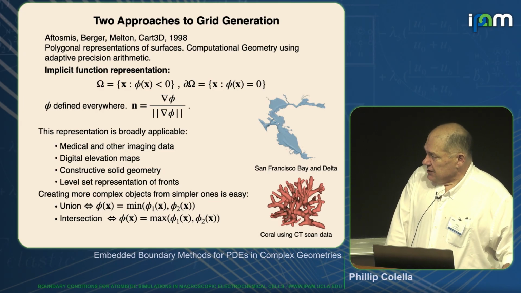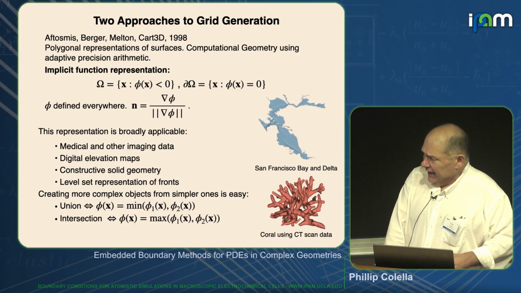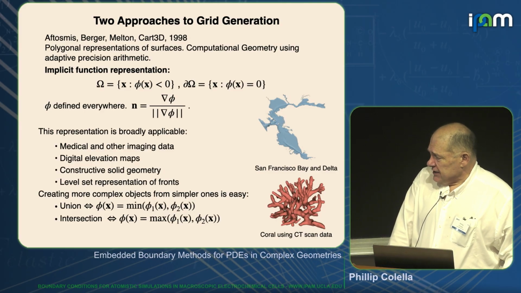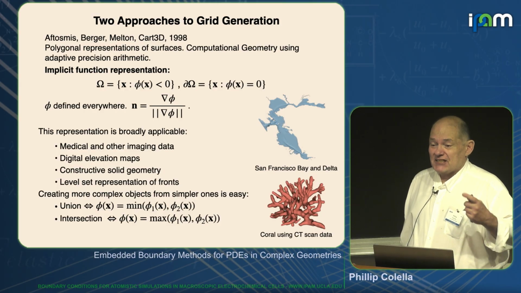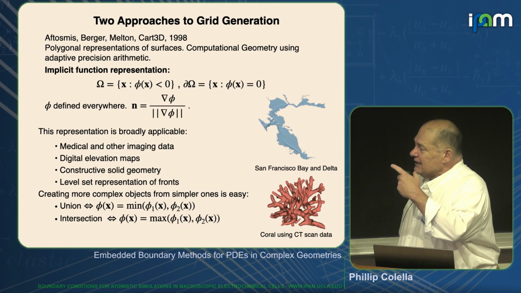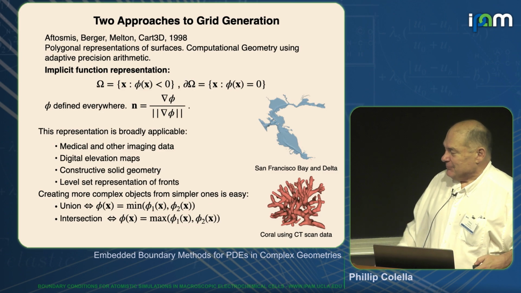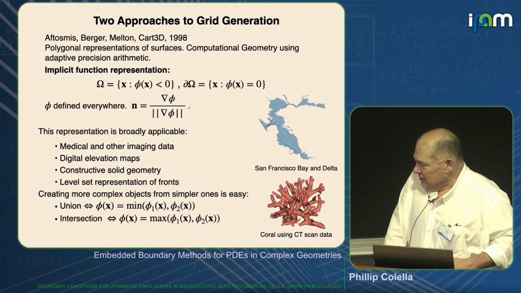This representation is broadly applicable and available, and medical imaging data gives you some form of this. Digital elevation maps, when you look at a map, what are you getting? You're getting z as a function of x and y. Well, z minus h of x,y is phi. So you get that from commonplace mapping and satellite data.